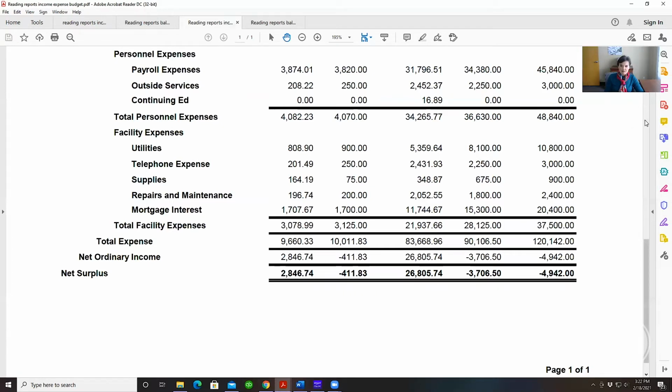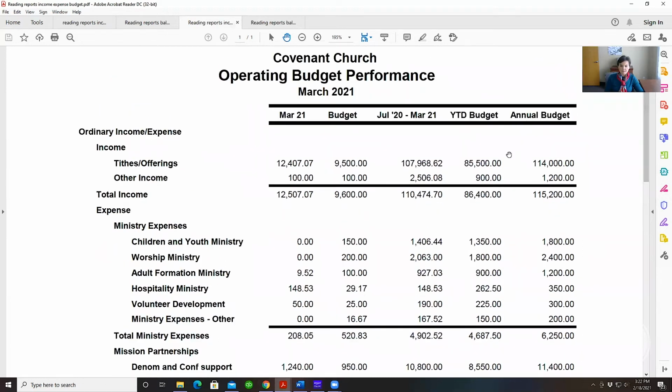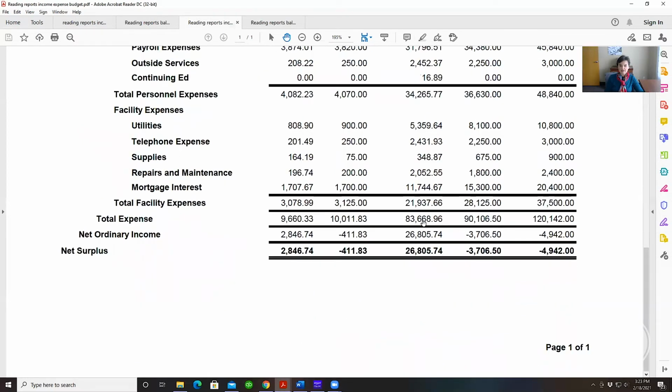Now let's look at the same information year to date. Their year to date income is $110,000 compared to their year to date budget of $86,400. They're doing better than budget on their income. Their expenses year to date are $83,668. This is how we arrive at the $26,805 surplus year to date. Compared to the budget, they had planned that at this point in the year they would have a deficit, more expense than income, of $3,706. So that's a brief overview of the route they've taken so far on the map in this fiscal year.